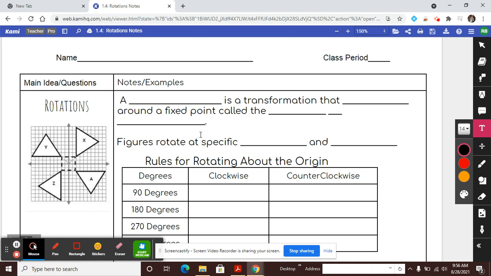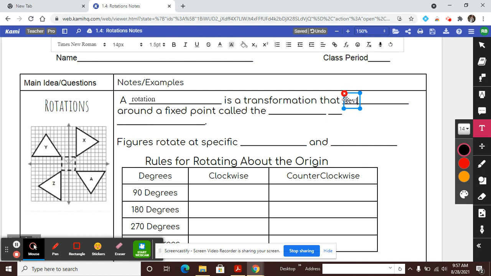All right, guys, today we're going to talk about rotations. And a rotation is a type of transformation that revolves around a fixed point called the center of rotation. And we're not going to deal with too many different types of centers of rotation. We're going to specifically focus on one. Our center of rotation is going to be the origin, which is 0, 0, and I'll put that on there.